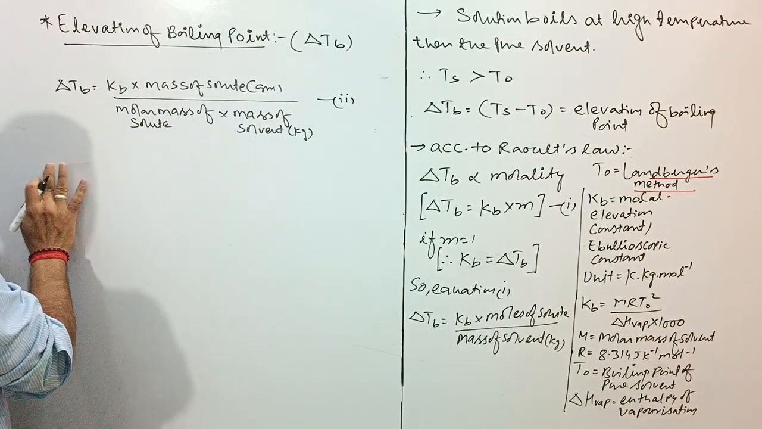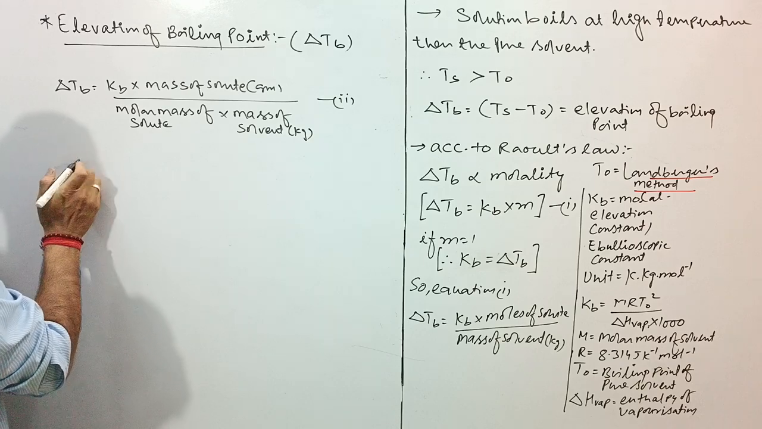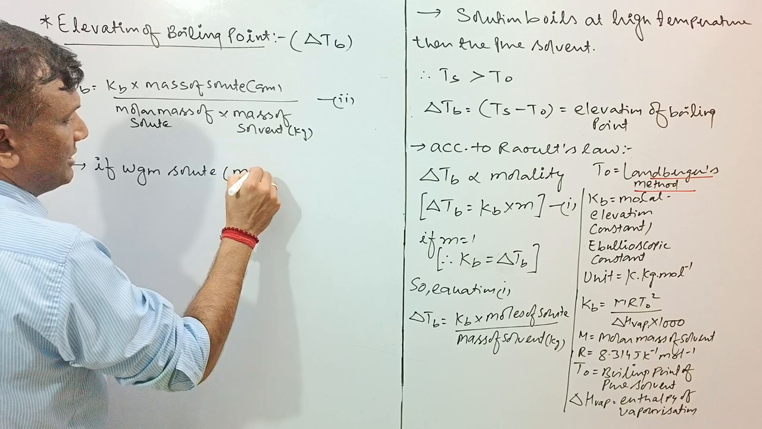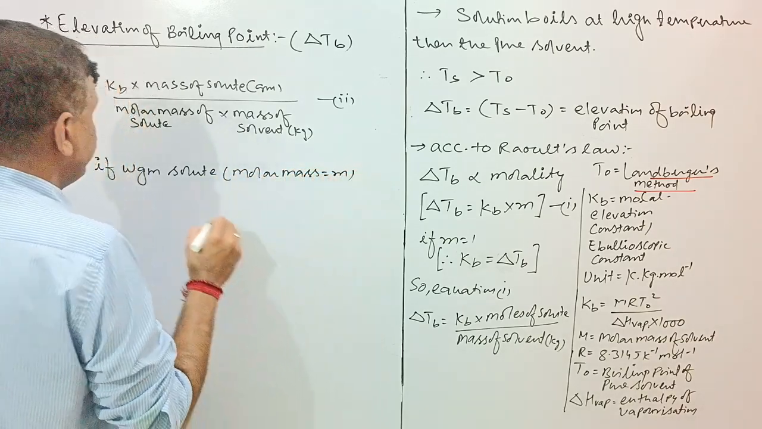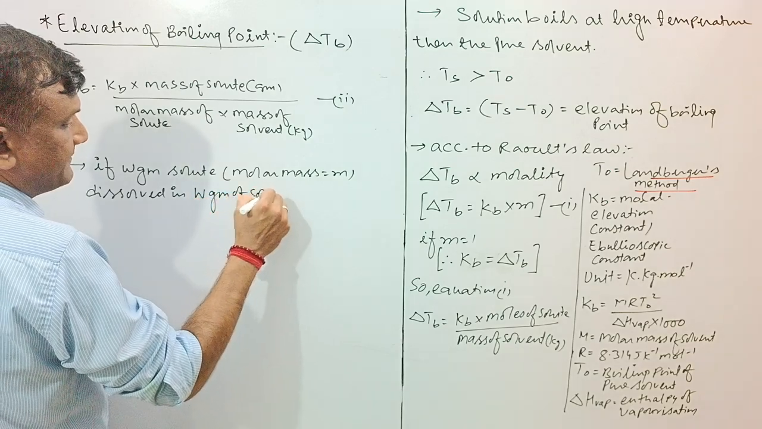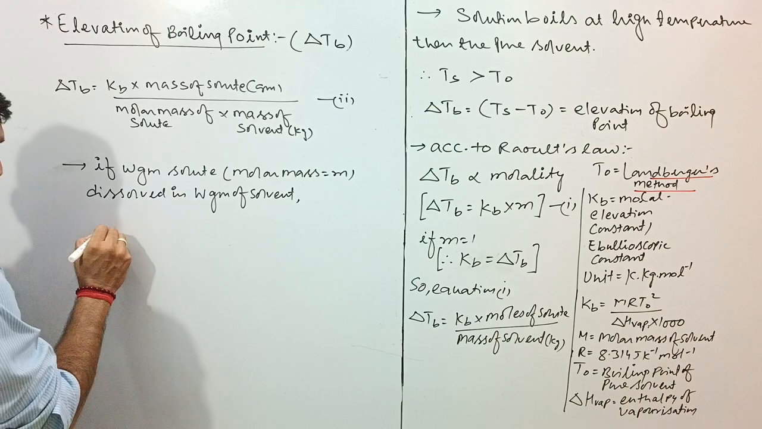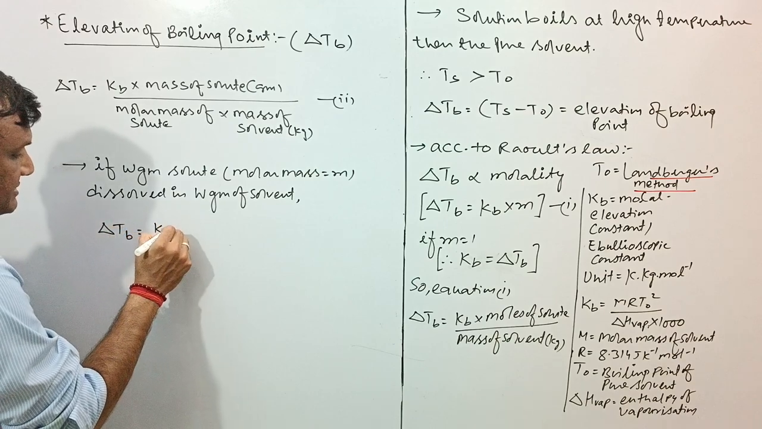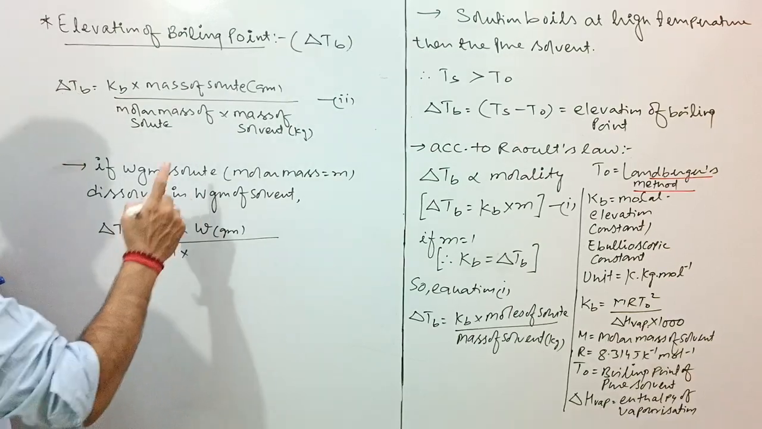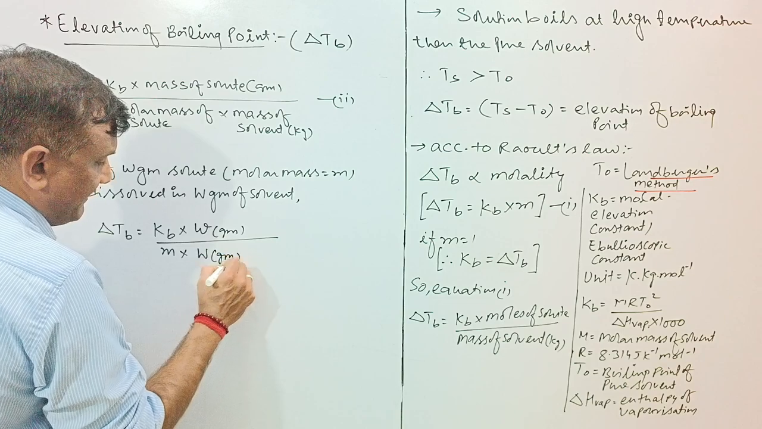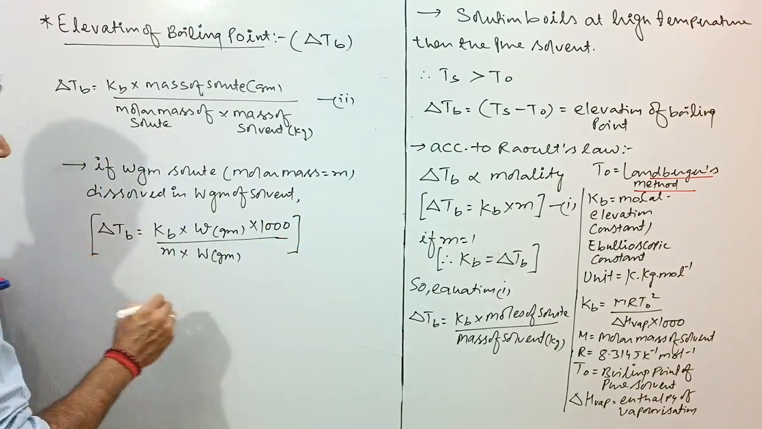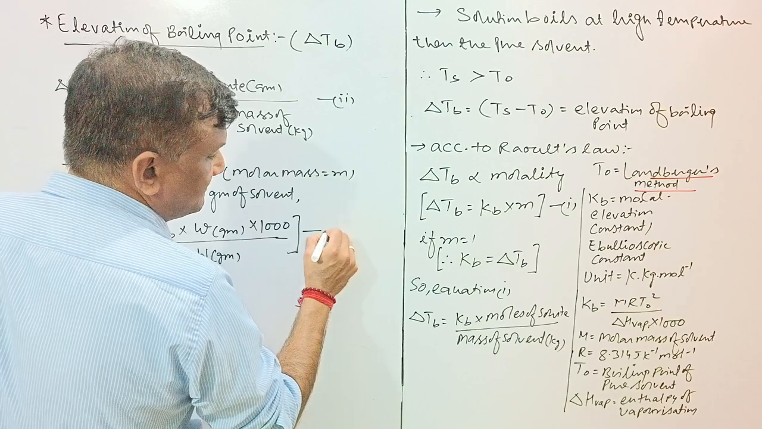Now we will assume the mass of solute and molar mass. So you will say, if small w gram of solute having molar mass small m is dissolved in capital W gram of solvent, then equation second will be del TB equals KB into small w in gram upon molar mass small m, mass of solvent capital W in gram, and whenever we take this gram, then we use 1000 over here. So this is the elevation of boiling point. This is the equation number third.